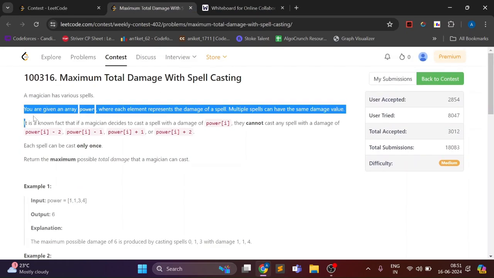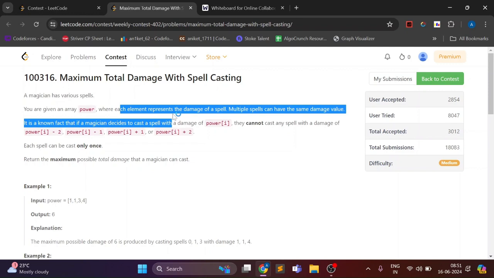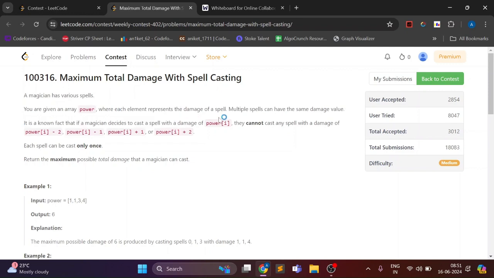So in this question we are given an array A, power, and each element represents the damage of a spell, and multiple spells can have the same damage value.